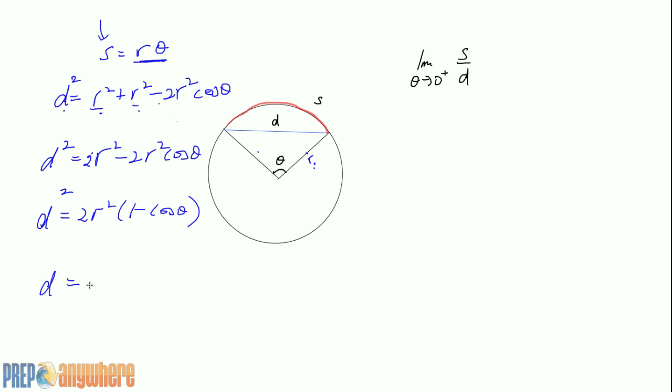So you can square root both sides, you get root 2r. Let me actually put r at the front: r root 2, 1 minus cosine of theta. Okay, so that's what we get for d. Now let's divide s and d in the expression with r and theta.